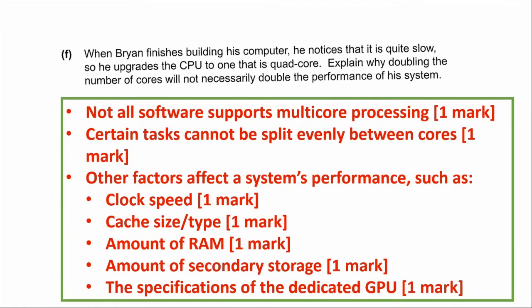So you can say not all software supports multi-core processing. That's an easy first mark. Certain tasks cannot be split evenly between the cores. Other factors affect the system performance, such as clock speed, the cache size, the type, the amount of RAM.